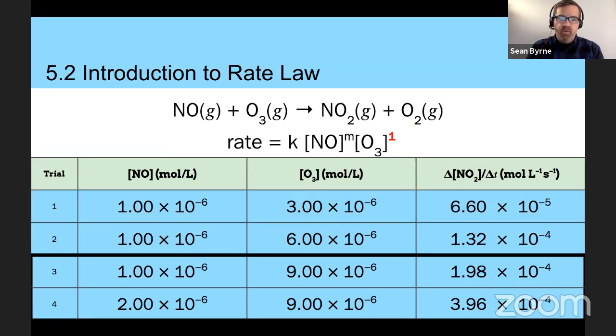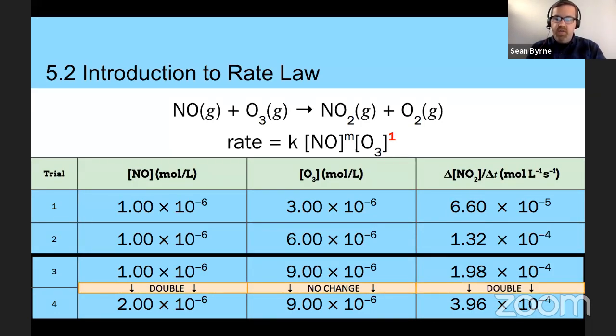Okay, now let's look at trials number 3 and number 4. These are 2 good trials to look at because there's no change in the O3, the ozone concentration, but the concentration of NO doubled. And what we should notice over here is that the concentration of NO2 doubled as well. And because both doubled, right, we doubled the concentration here, this doubled, that's going to give us our order for NO of a 1 as well. Okay, so don't make the mistake of seeing the word double and thinking that means you're going to have to put a 2 up there.